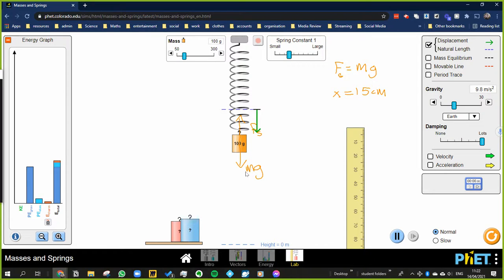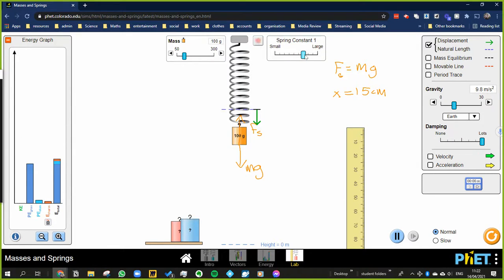To work out the weight, it's mass times gravity, and mass must be measured in kilograms. So 0.1 g would be the force I'm applying to that spring at that point. And let's just see what happens if I were to change the spring constant. If I make the spring constant larger, we get less of an extension.